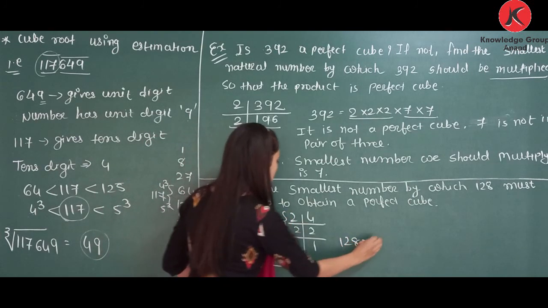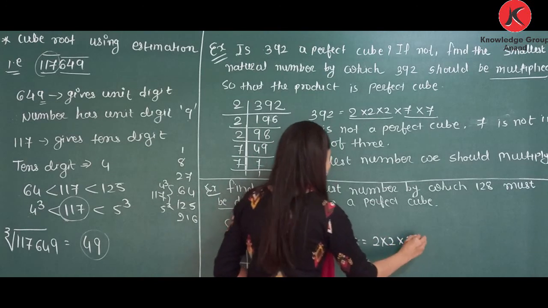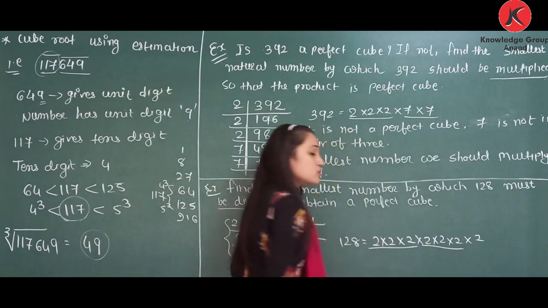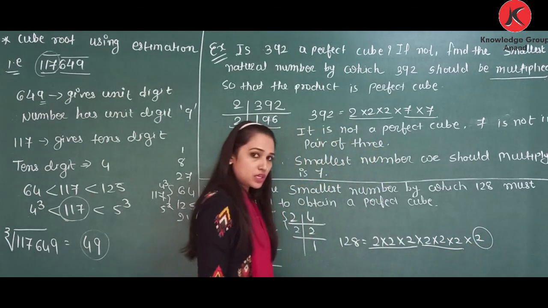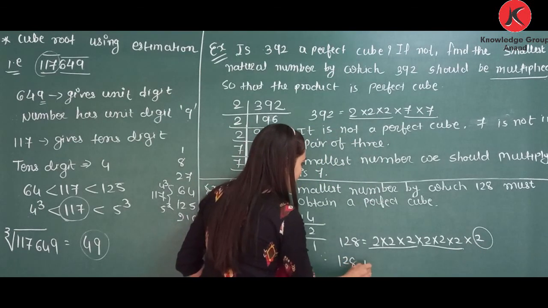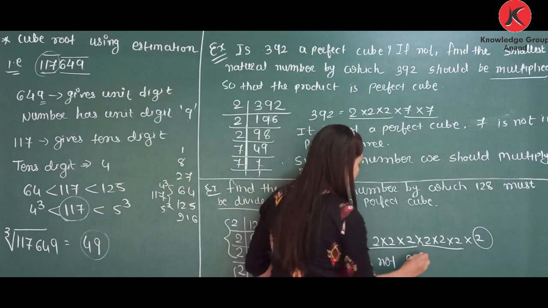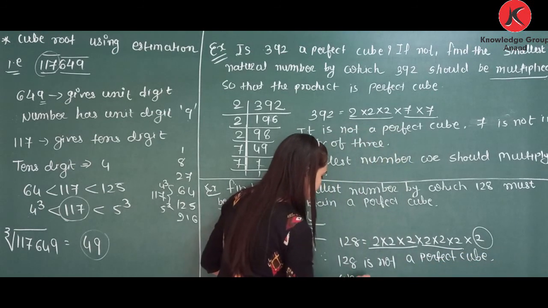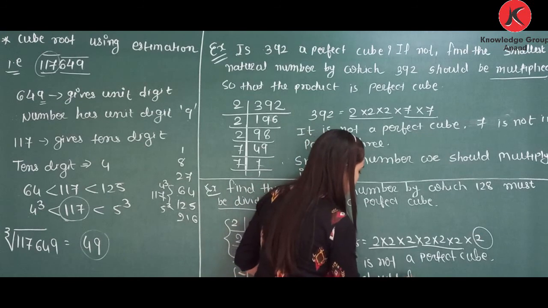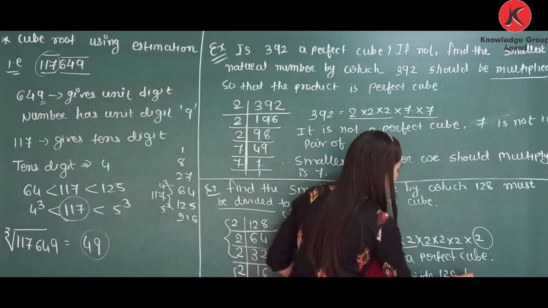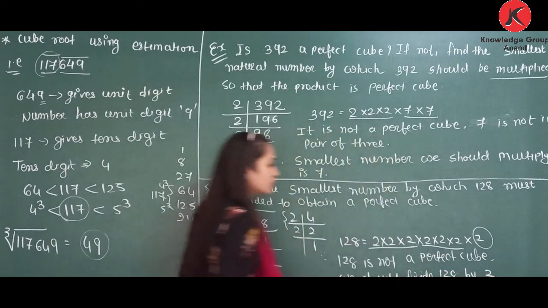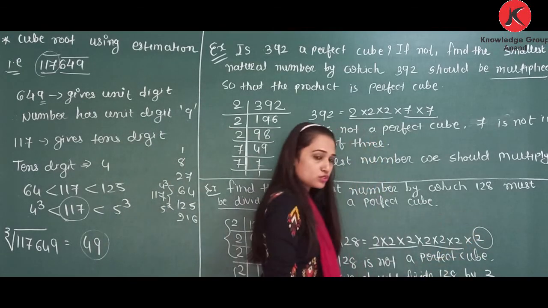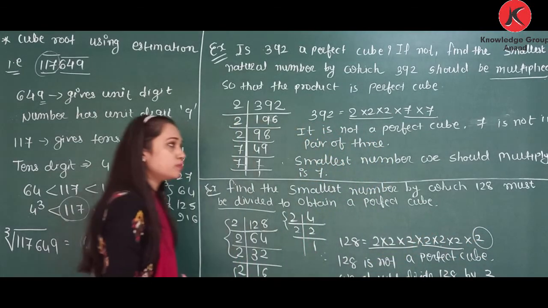The factors of 128 are 2 multiply 2 multiply 2, 2 multiply 2 multiply 2, 2. Now find the groups of 3. The last 2 is not in a group of 3. So 128 is not a perfect cube, and we should divide 128 by 2. If we divide 128 by 2, then we cancel this factor, so the remaining number will be a perfect cube.